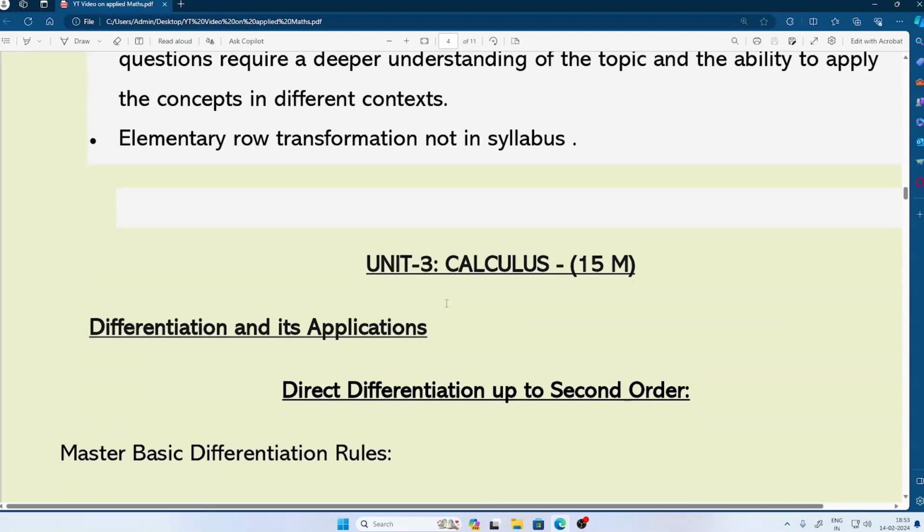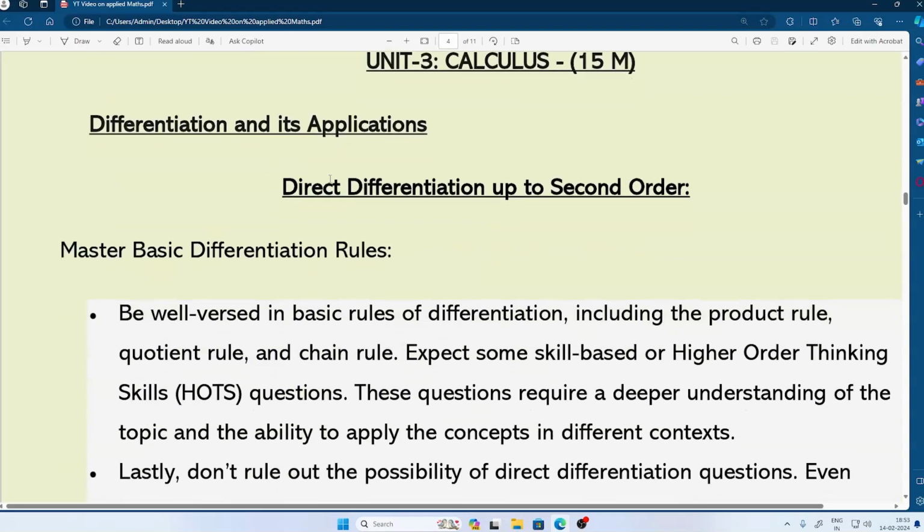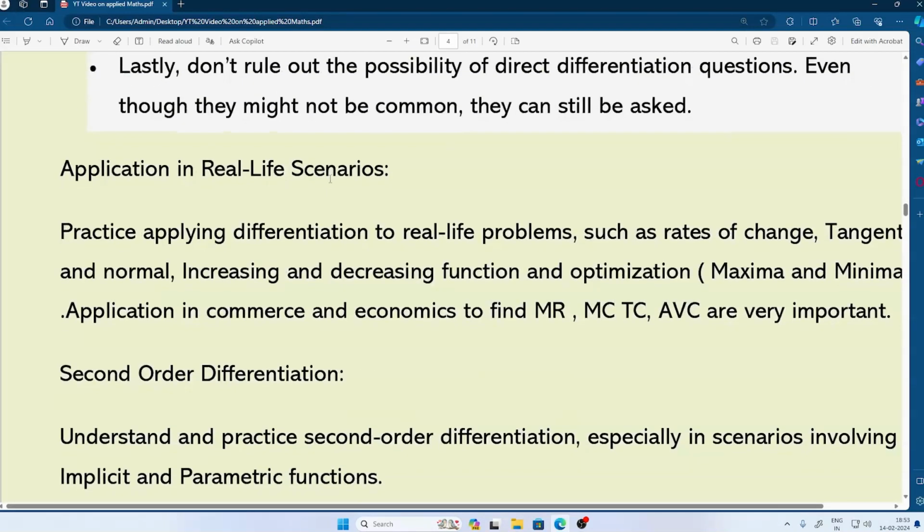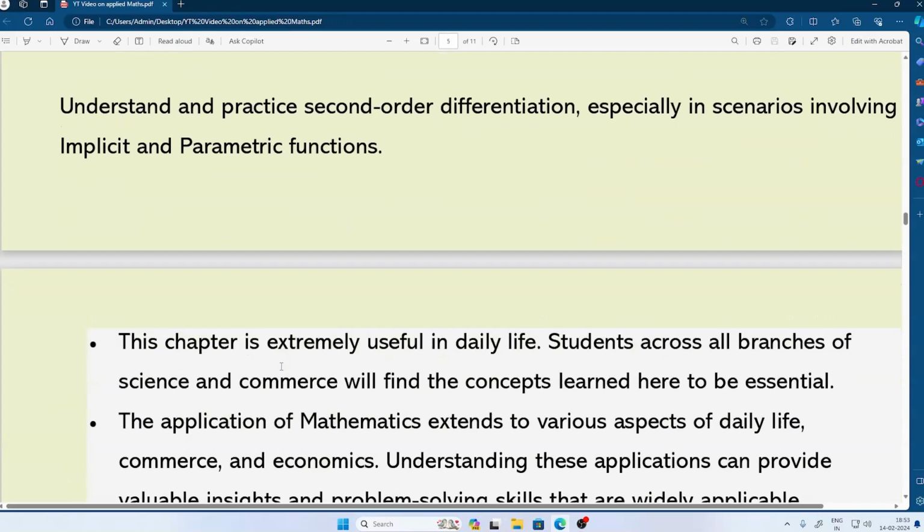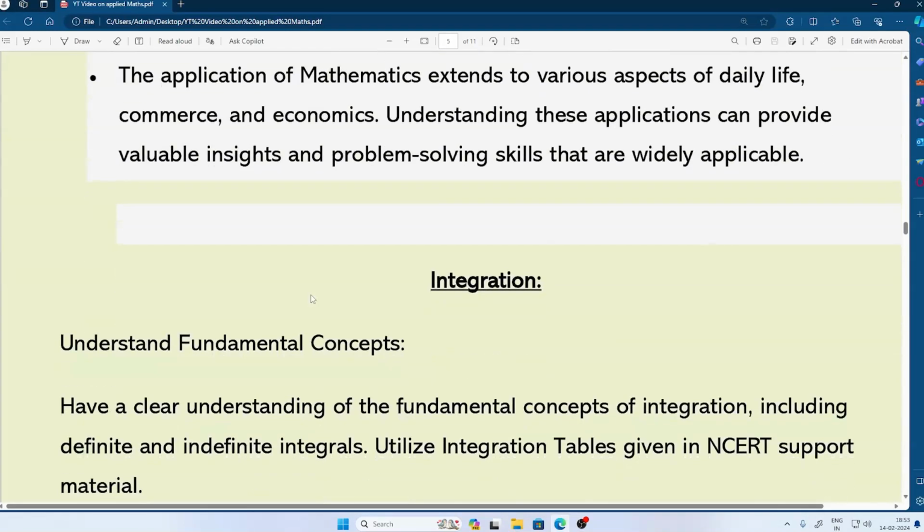Differentiation and its application, I am taking in unit 3. I have lots of things to discuss with you in this topic. Calculus has only 15 marks given. See what is there. Differentiation and its application. And there is application in real life scenarios. Second order differentiation is there. Its application in real life scenarios is also there.